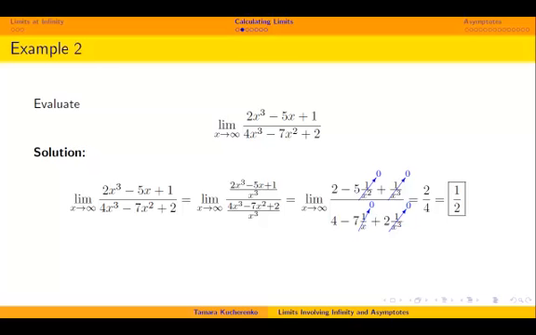Notice here that nothing would change if we decide to compute the limit as x approaches negative infinity, because 1 over x to the n approaches 0 when x gets larger, positive or negative. So exactly the same calculation shows that the limit as x approaches negative infinity of this function is also 1/2.